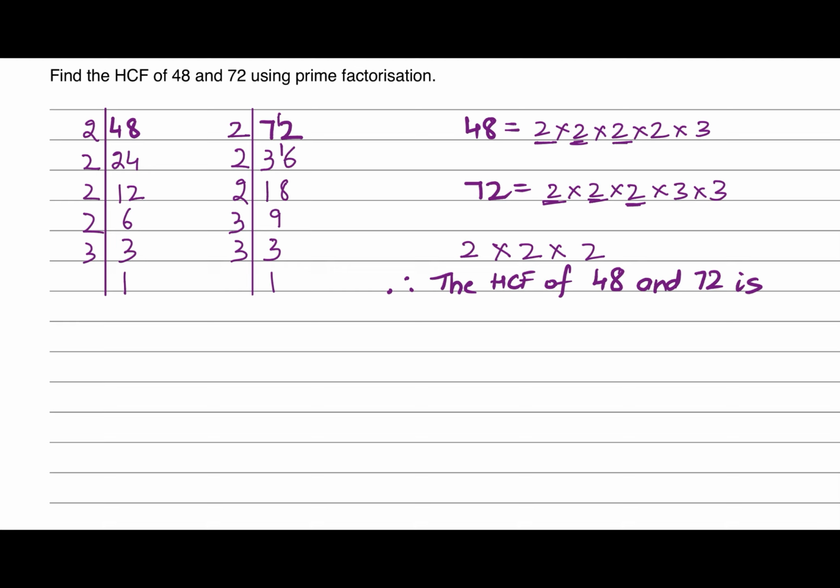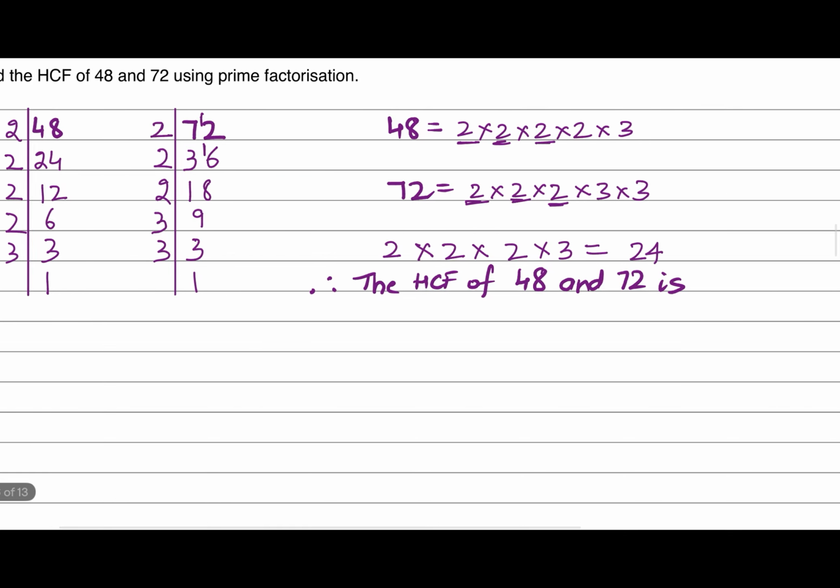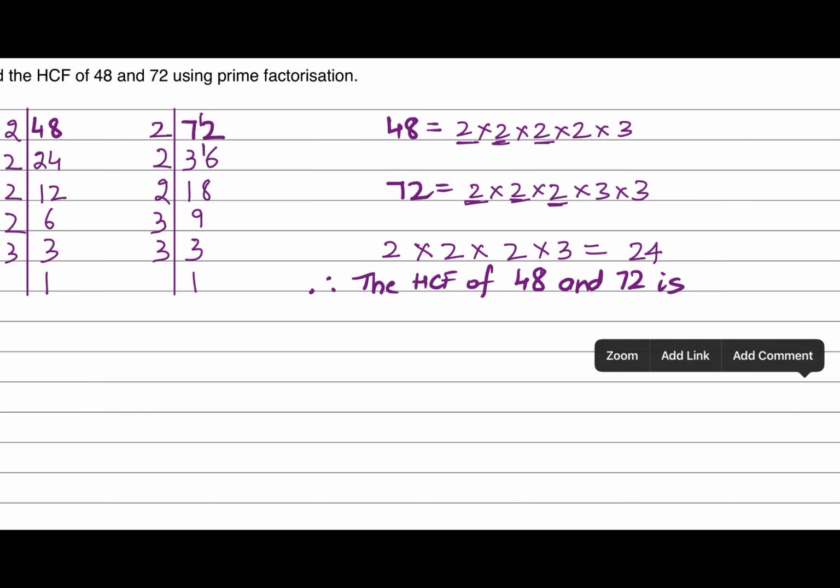Then this 2 is not there. This one is not there in this line, so we skip it. And the last pair is here. So once more we write 3. That's it. Now we multiply these numbers. So it's going to be 2 2's are 4, 4 2's are 8, 8 3's are 24 is the highest common factor of 48 and 72. So the highest common factor of 48 and 72 is 24.